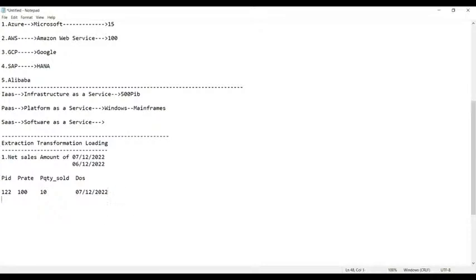And the second line of data is like this. Product ID 123, and product rate is 200. Quantity sold is 10. The date of sales is 07, 12, 2022. And then we have the next one, 124.